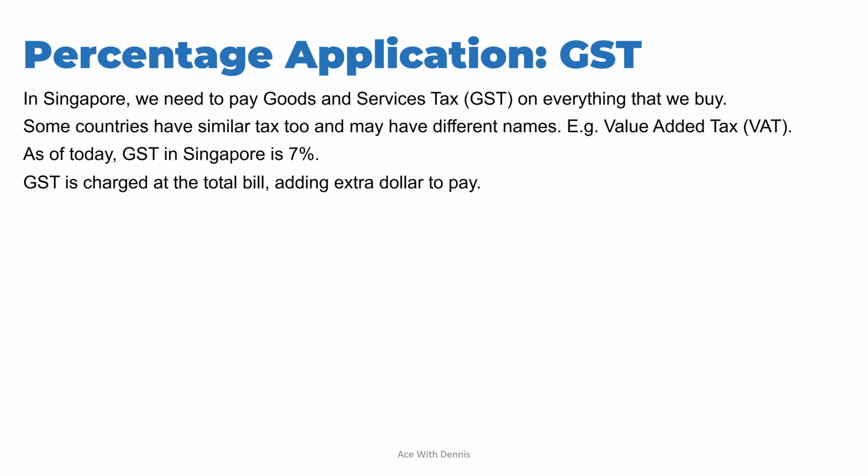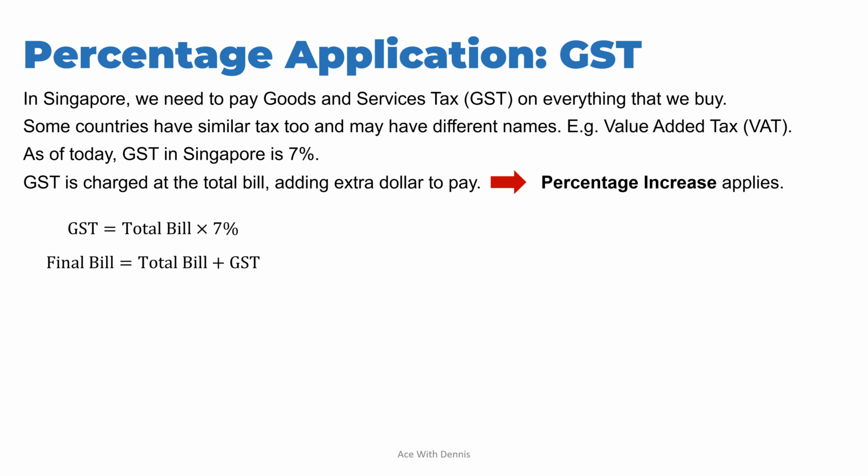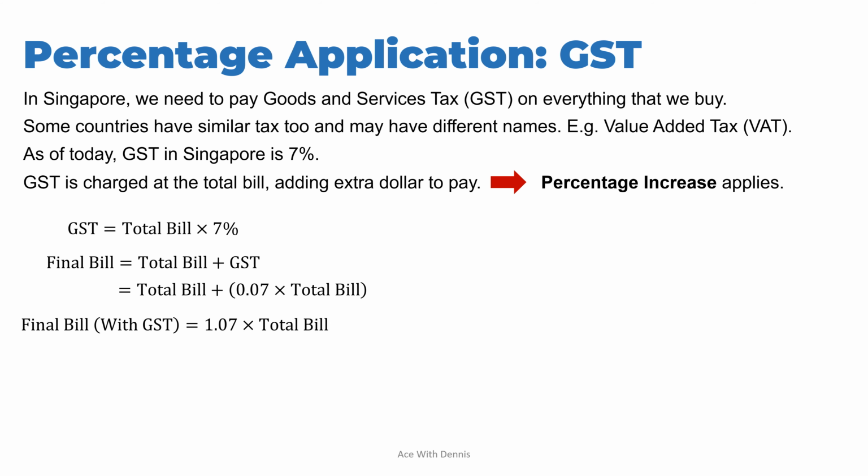So GST is charged on the total bill, which means adding extra dollars to pay. So this is percentage increase. The formula for GST is total bill times 7%. And the final bill will be total bill plus GST, which means total bill plus 0.07 times total bill. So the final bill with GST will be 1.07 times total bill. So this is a formula that you can use to calculate the final bill with GST fast.